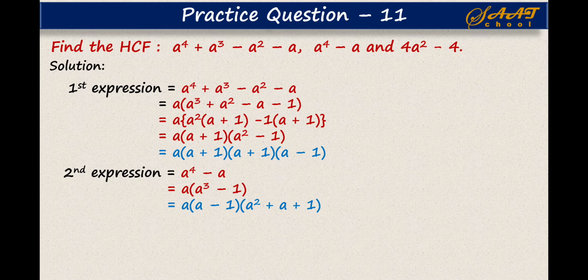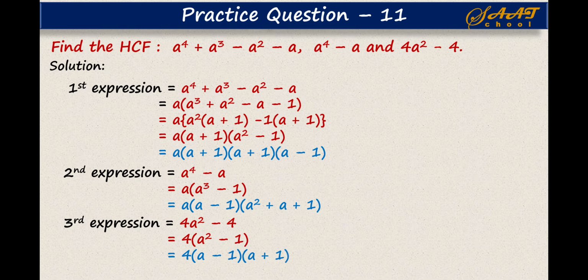So that is in the form of a cube minus b cube. Now finally we have 4a square minus 4. Again 4 is common. That gives you 4(a square minus 1), which is in the form of a square minus b square. It can be written as 4(a minus 1)(a plus 1).